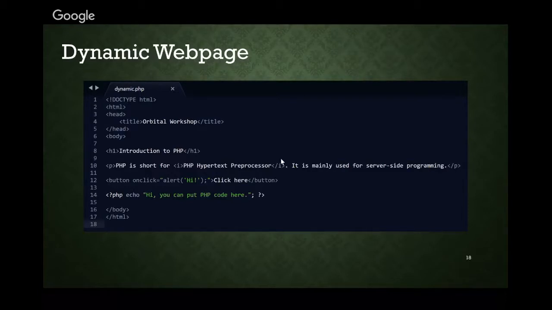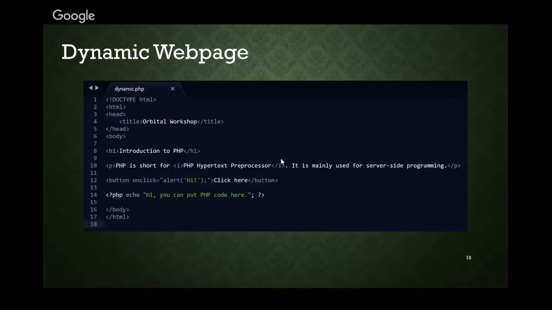A dynamic web page means that the server will do some computation and run some program, then it will return you the actual result. So your browser still receives an HTML page, but the HTML page is not just a static file. It's a result of some program.